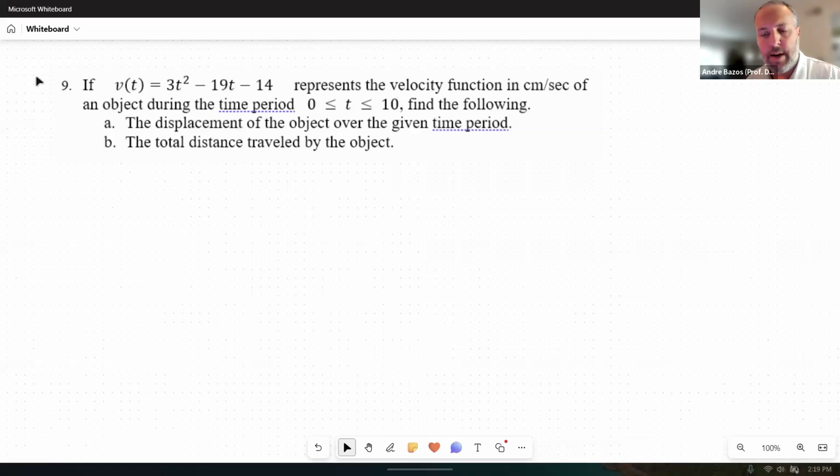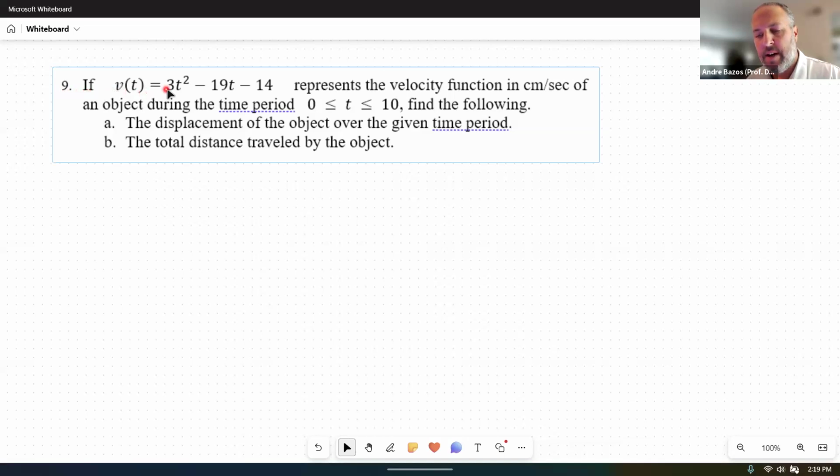Okay, so number 9 here, I think we only got 3 more or so. If v of t equals 3t squared minus 19t minus 14 represents the velocity function in centimeters per second of an object during the time period from 0 to 10, find the following, and these are seconds, right, because it's giving me the units here.